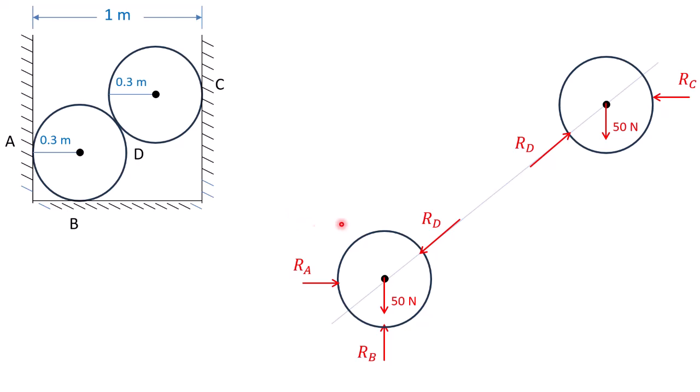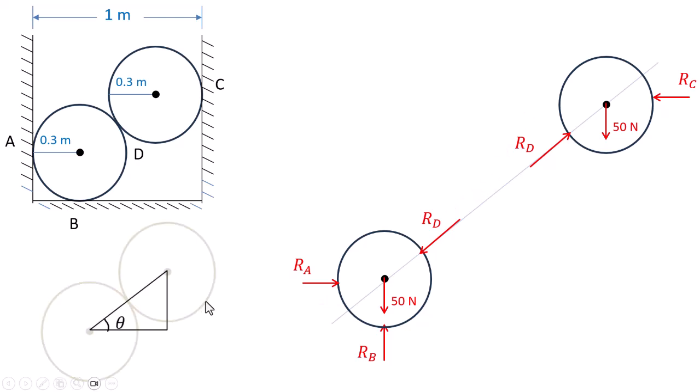Draw the free body diagram, which shows the forces applied on the cylinders. It includes their weight and the reactive forces from the surfaces they are resting against. Remember, the reaction between two cylinders should be represented along the line joining their centers.